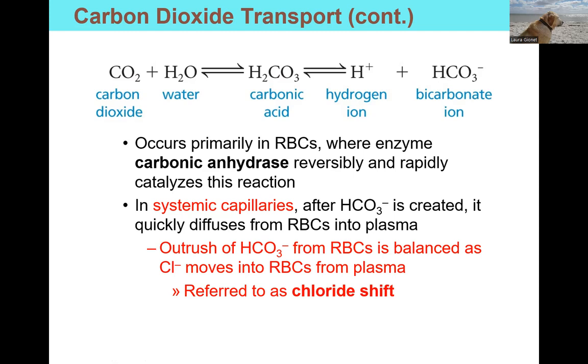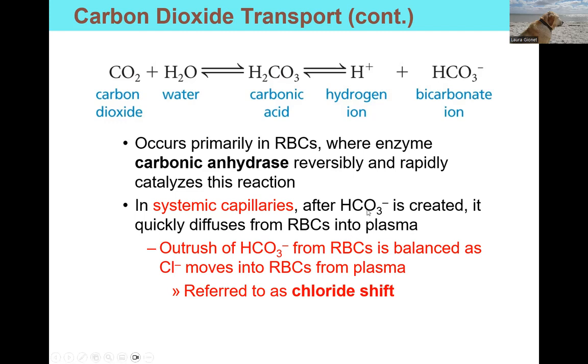All right, so in systemic capillaries, after bicarbonate is created, it quickly diffuses from the red blood cells into the plasma and vice versa. So this is what's called a chloride shift. As the bicarbonate is created, it goes from the red blood cell out to the plasma. And when that negative ion leaves the cell, we need to replace it with a chloride ion. So the outrush of bicarbonate from the RBCs is balanced as chloride moves in. That's referred to as the chloride shift.